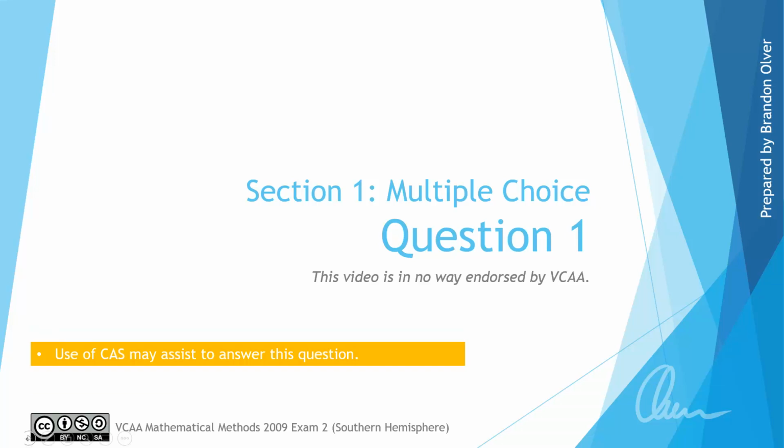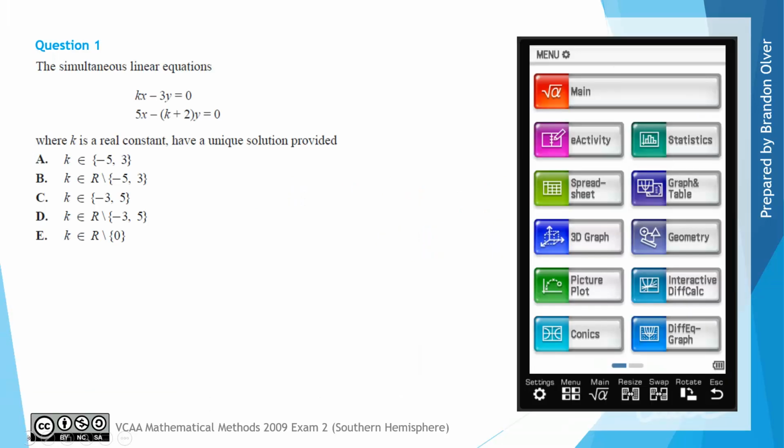Before we move on, I'd just like to point out that the use of a CAS calculator may assist in answering this question. For question 1, we consider the simultaneous linear equations as given, where k is a real constant, and the question asks those simultaneous linear equations will have a unique solution provided k is one of the following options.